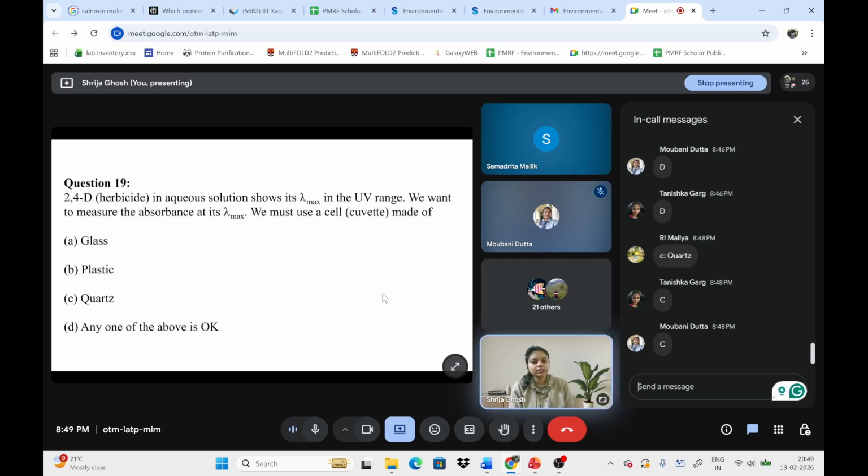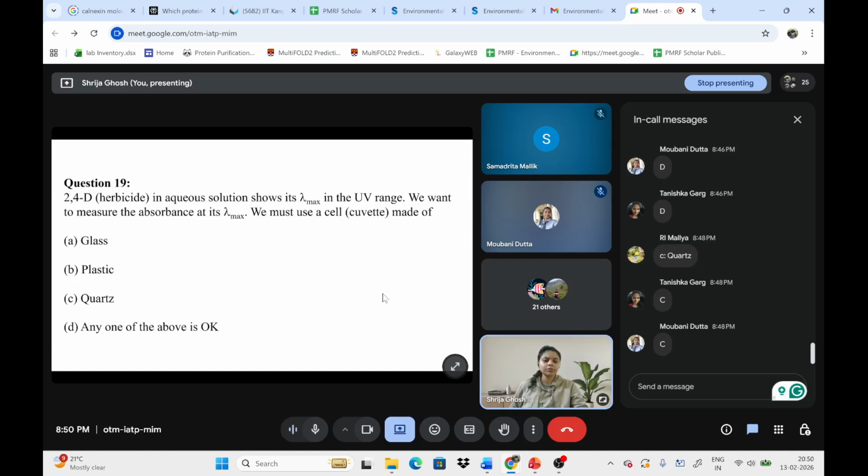Yes. So basically, quartz does not absorb in the UV range, whereas glass and plastic can absorb. You are using the cuvette to measure the absorbance of your sample. So if your cuvette material itself has some absorbance in that particular range, the absorbance value that you will get in the spectrophotometer will not be accurate. So to get the most accurate absorbance value, you have to use a material that does not absorb in that particular range at all. We can use a glass or plastic cuvette if we are measuring the absorbance in the visible range.